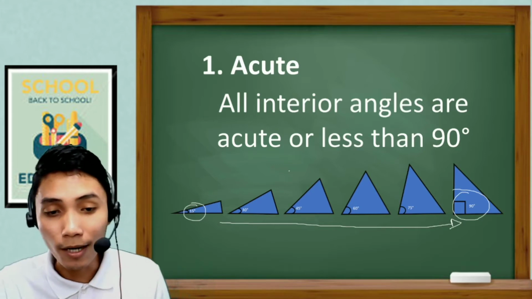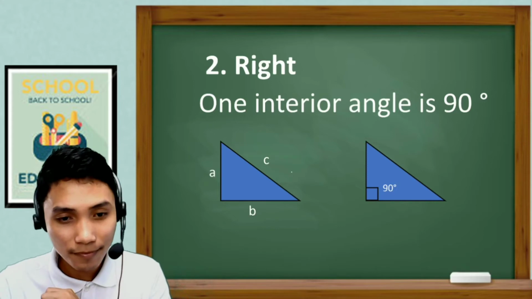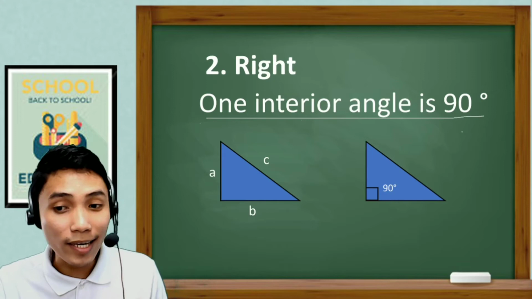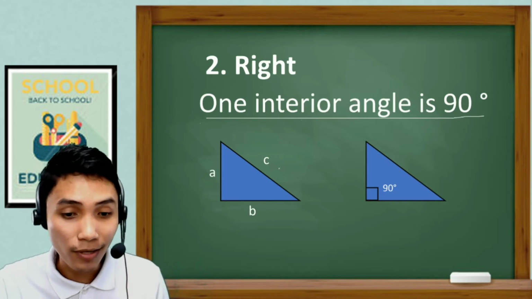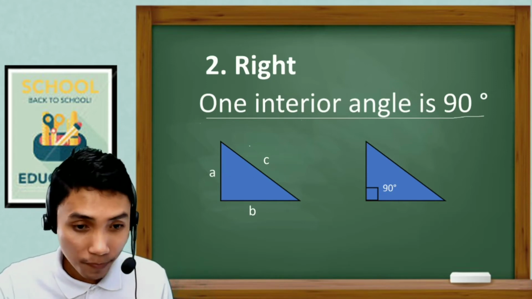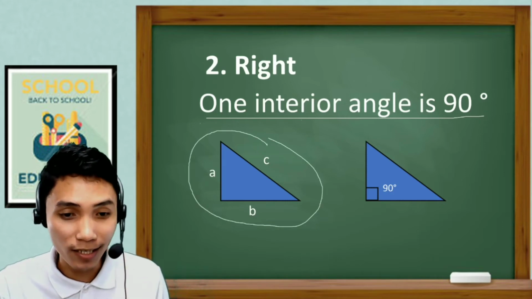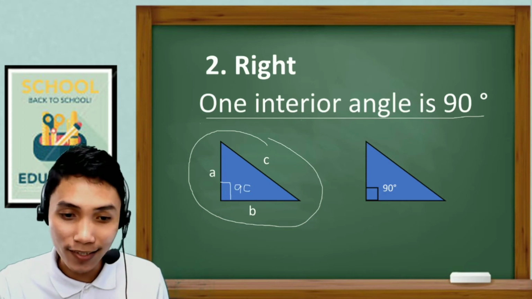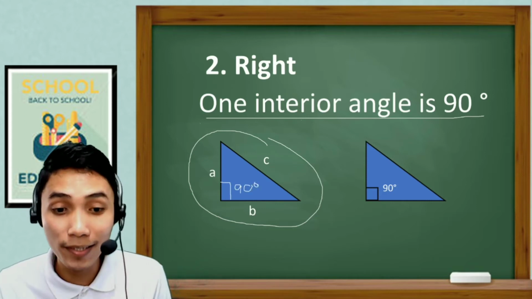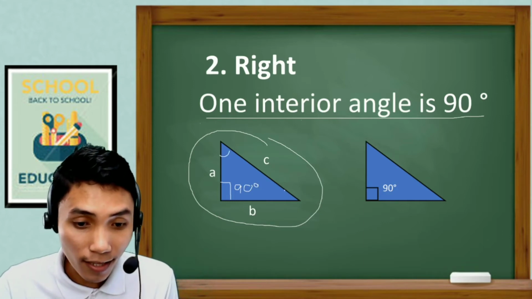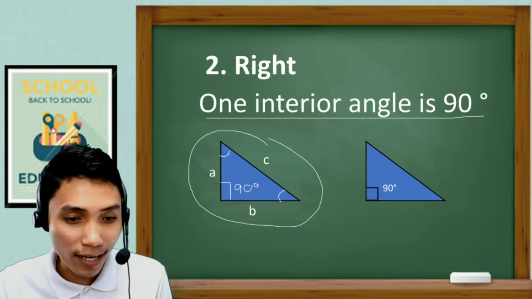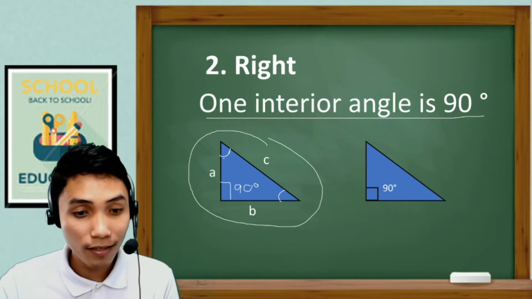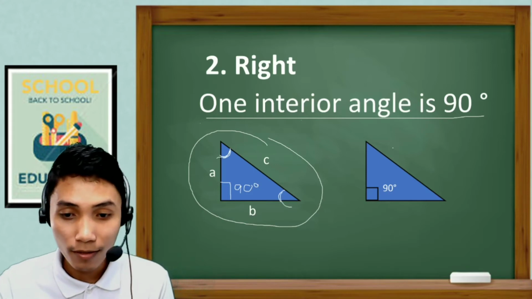Okay? Now, number 2 is right. Right means that is one interior angle is 90 degree. Okay? So kung mapapansin mo dito, meron tayong figure na triangle. So itong angle na ito yung ating 90 degree. Okay? So that is our 90 degree. Then the rest, that is acute. Okay? That is acute. Acute means that is 15 to 90 degree. Okay? That is our acute.